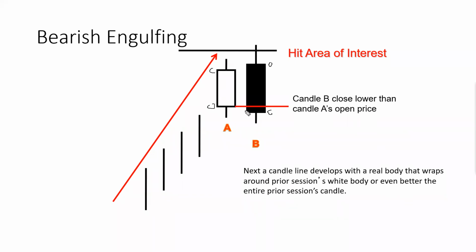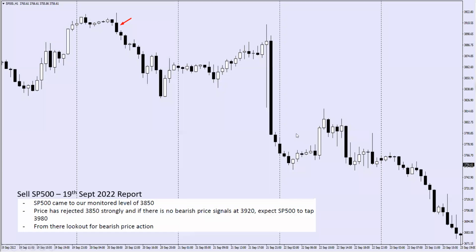Now, if this closing price is able to close lower than the low of this candle, I would call it even better. The entire prior session's candle, the entire candle, if it closes below it, better still. Okay, so let's look into some of the examples.